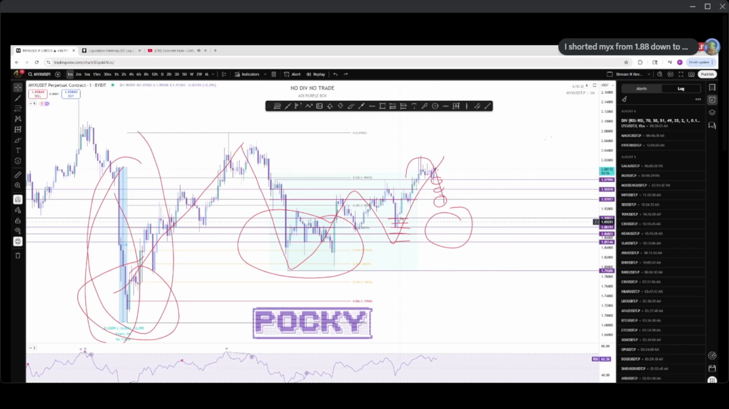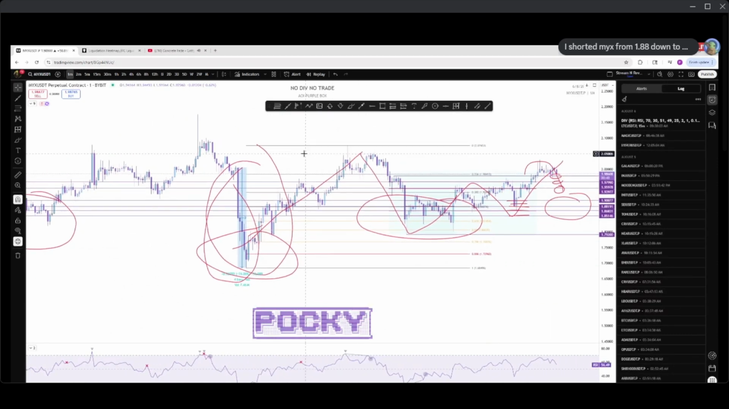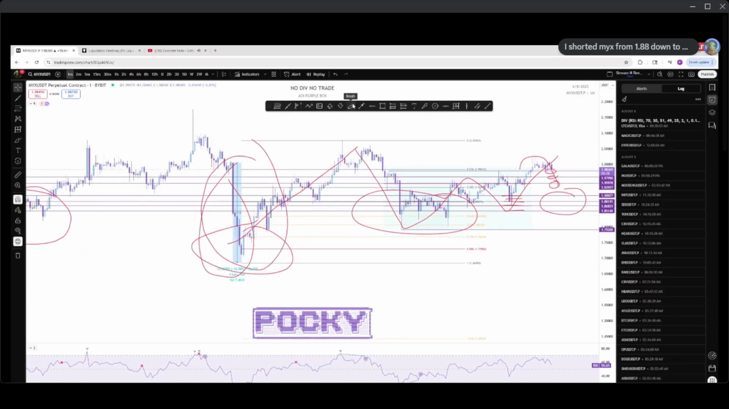I wish I had the balls to play this with bigger size. I'll be completely honest. I wish I had that. It's not that I don't trust my strategy. It's just a different type of scenario where if I'm playing on a $100,000 account and I'm negative 20 grand, yeah, that's pretty serious if you ask me.